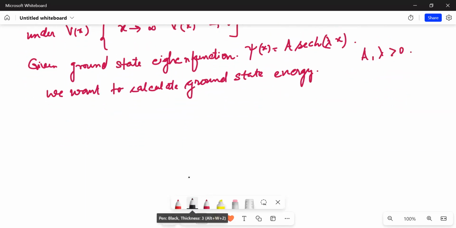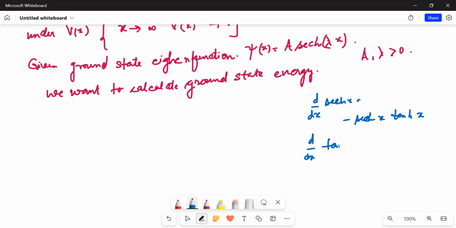Okay, so how to go about it? Just remember that d by dx of sech x is simply minus sech x tanh x, and d by dx of tanh x is simply sech squared x. And we are already given the state ψ(x) equal to A sech(λx), and the potential is such that we need the ground state energy from all these given hints. Okay, so let us start.